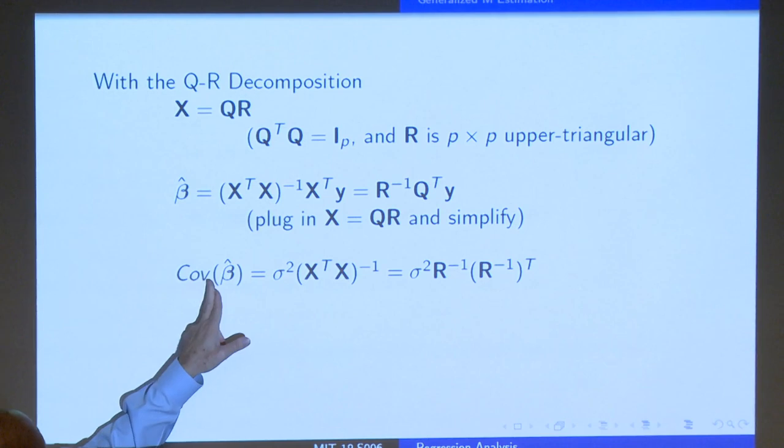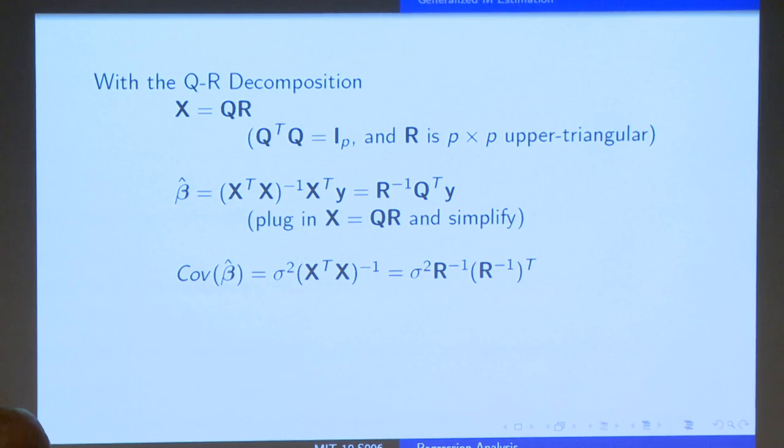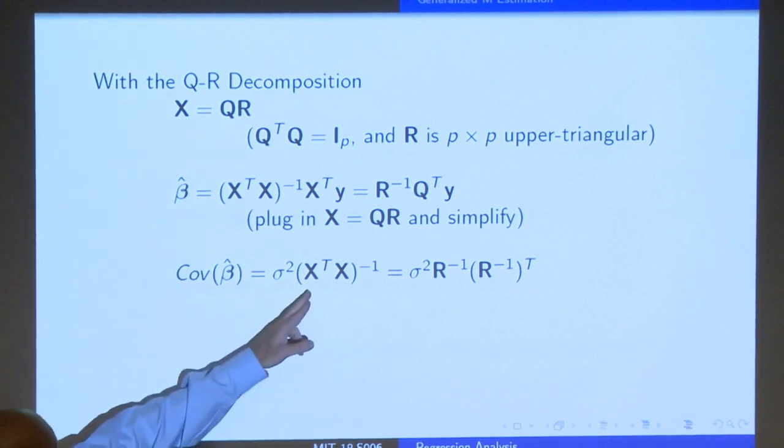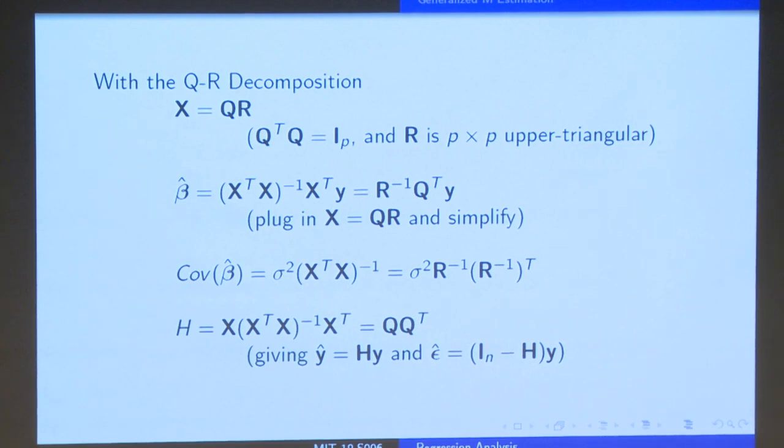And from the moment generating function for the least squares estimate, this comes out of the moment generating function definition as well. If we take X transpose X, plugging in the QR decomposition, only the R's play out, giving you that. Now, this also gives us a very nice form for the hat matrix, which turns out to just be Q times Q transpose. So that's a very simple form.